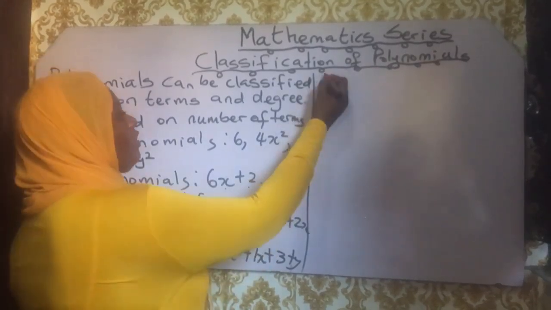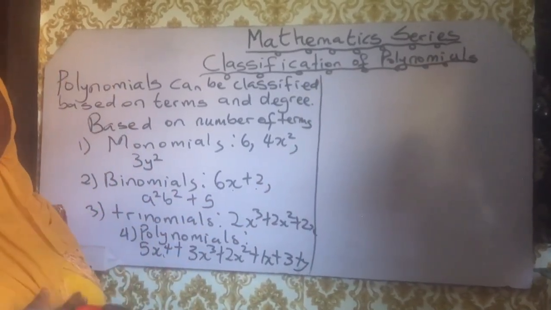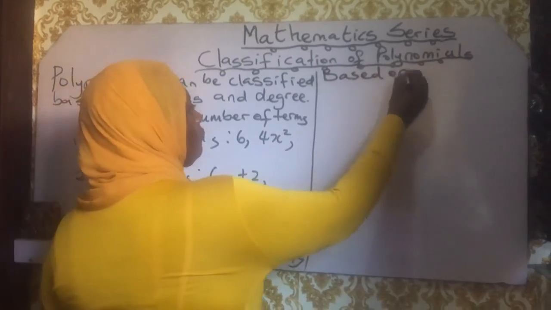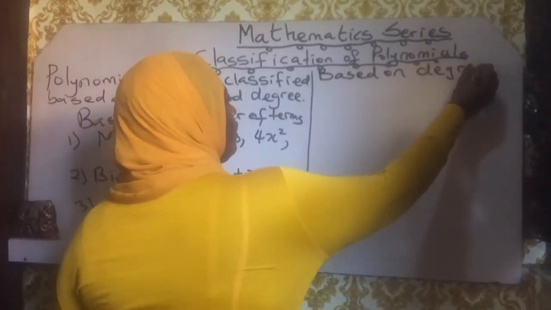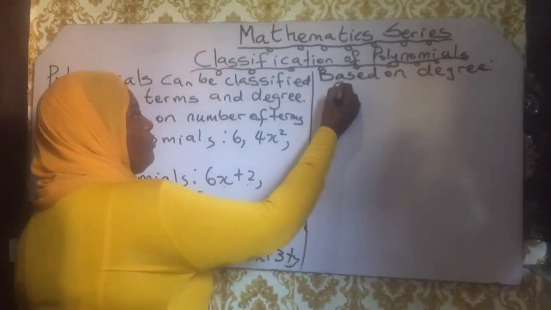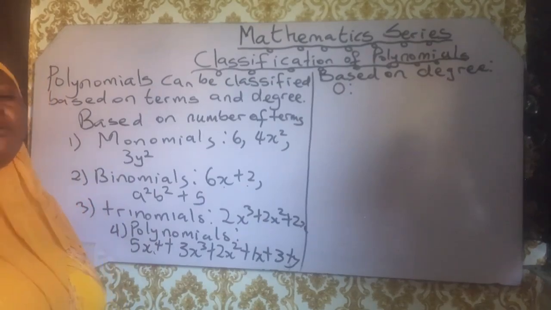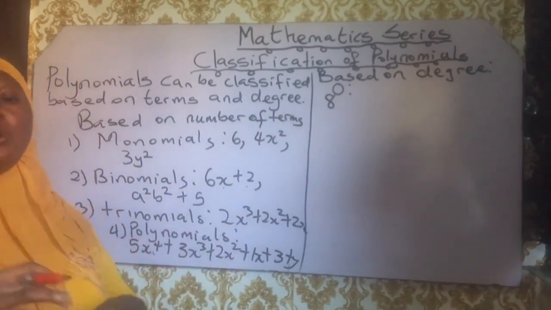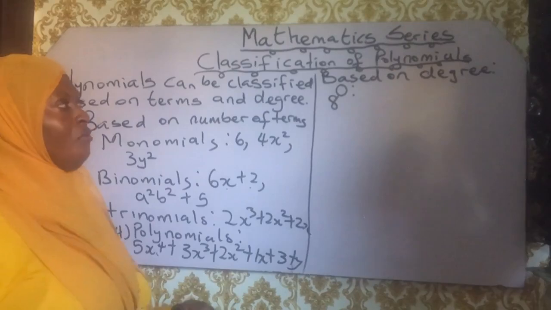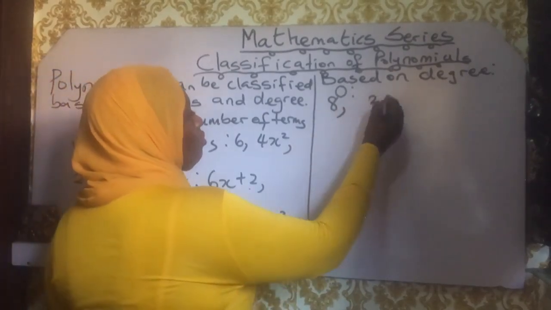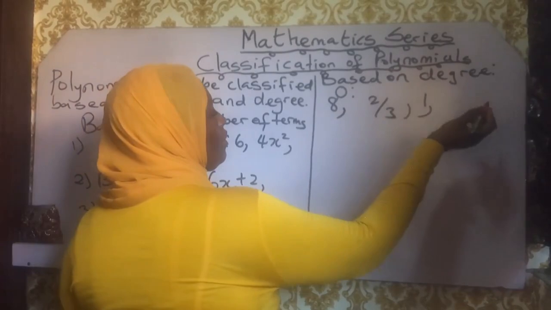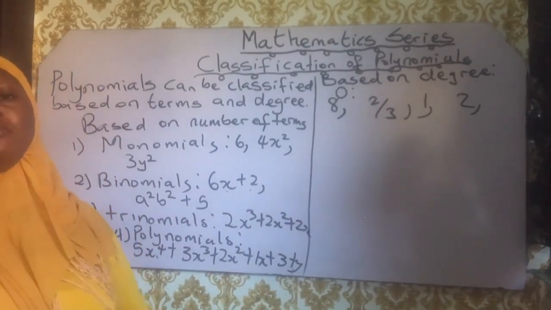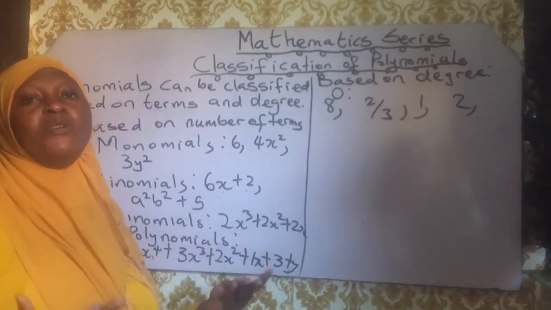Now let's talk about the classification of polynomials based on degree. So the first one, we have degree 0. When we talk about degree 0, you have, let's say, 8, where you have no power of the variable, constants. Degree 0: 2 over 3, 1, 2. These are all constants. These are degree 0.